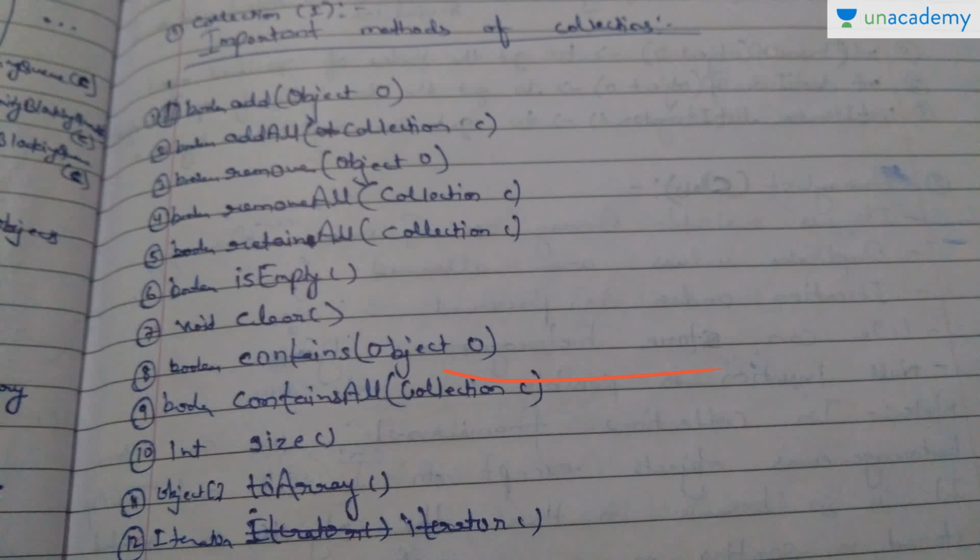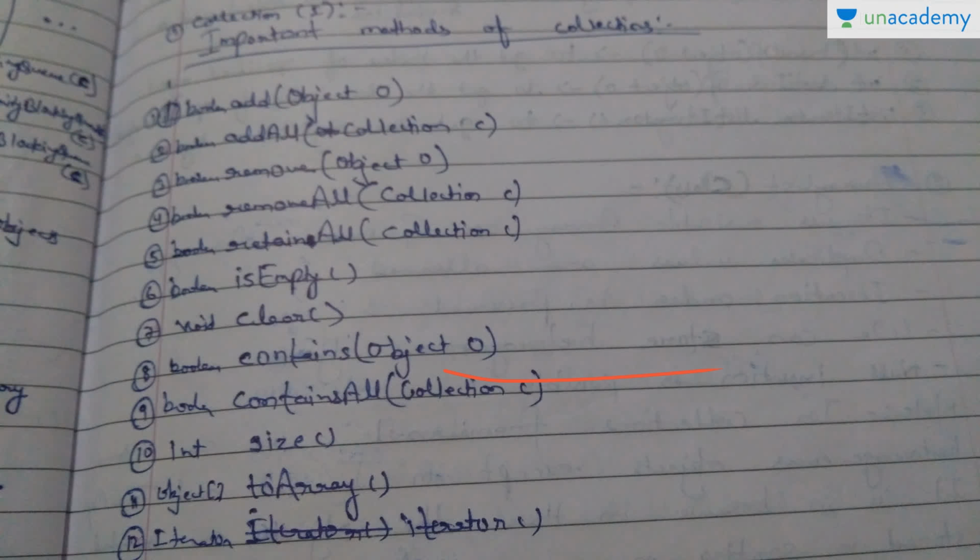Basically we have 12 methods here, and they can be used in all the interfaces and classes. So these are the generic methods of collections. The first one is boolean add(Object o). Boolean is the return type of it. It is public boolean add(Object element), used to insert an element in a proper collection.